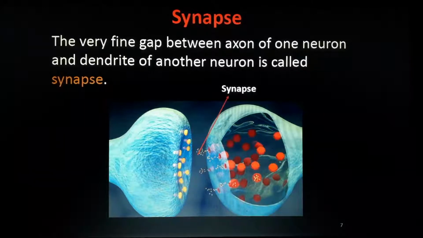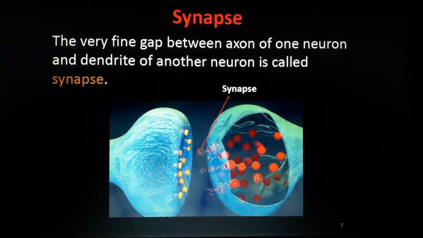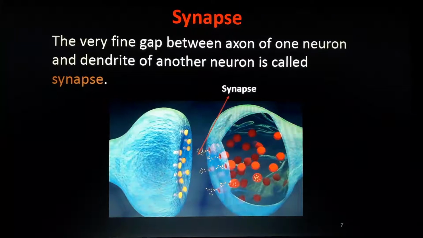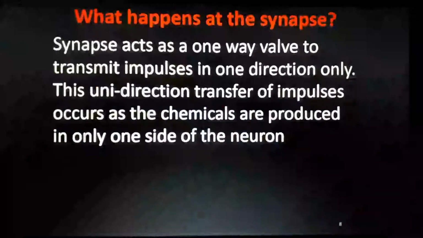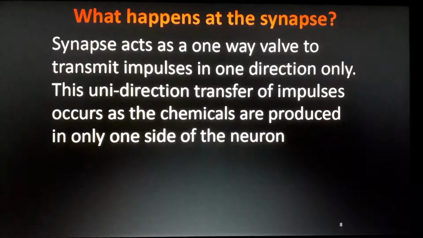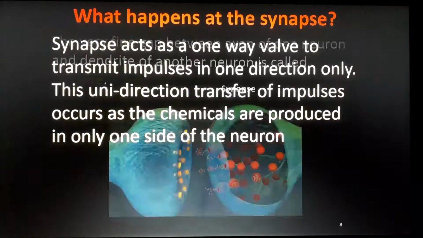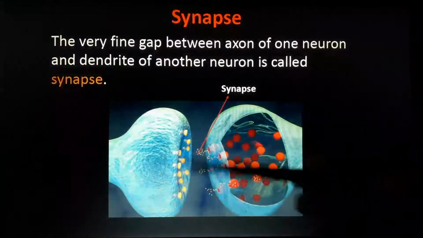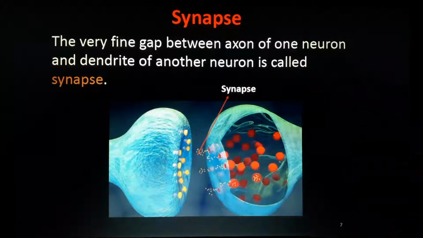Very, very powerful microscope for all these things. You understand? I think you understand the meaning of synapse and all, isn't it? Okay, fine. So what happens at the synapse? Synapse acts as a one-way valve. That means the signal will pass from nerve endings to the dendrites, not vice versa.